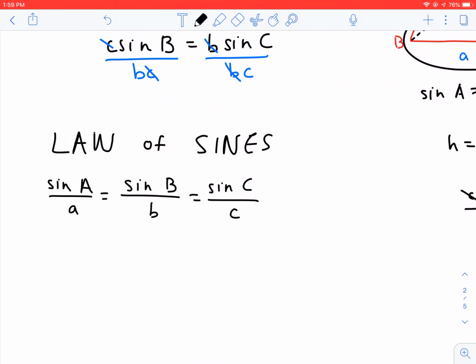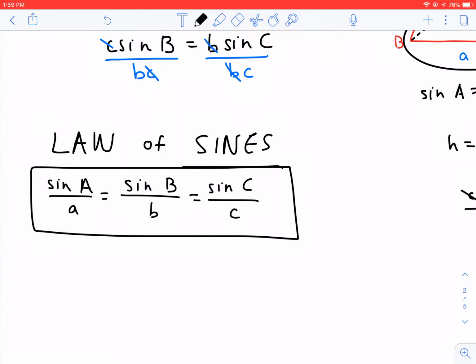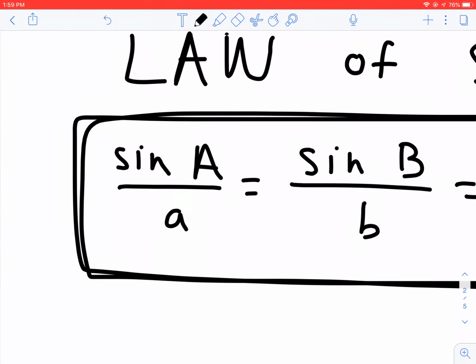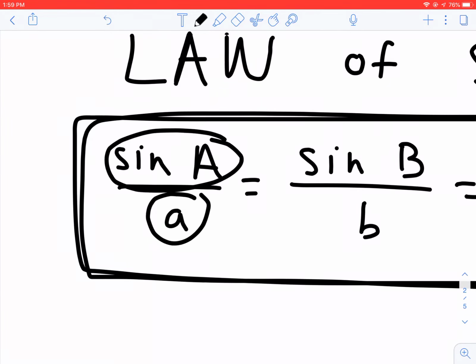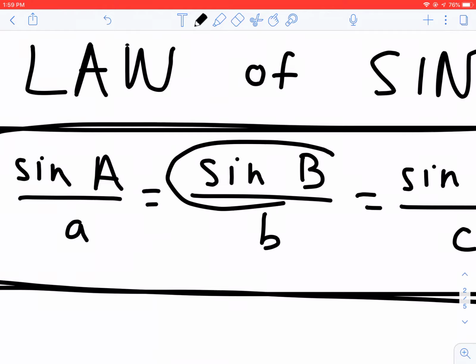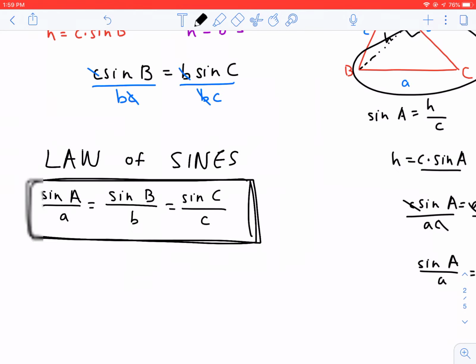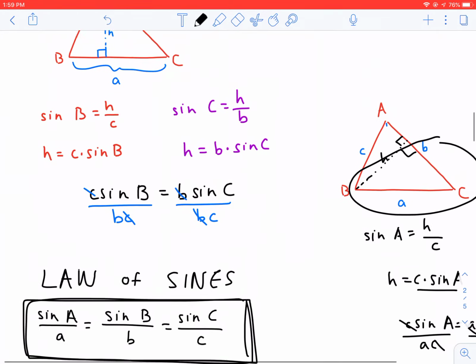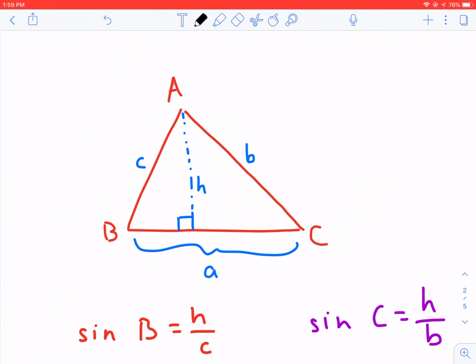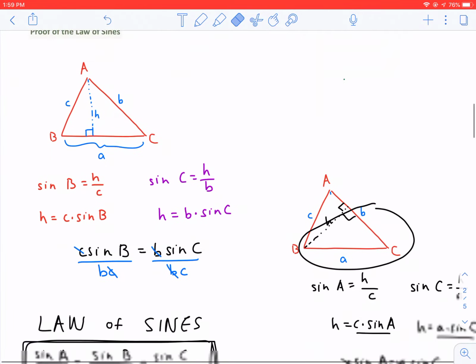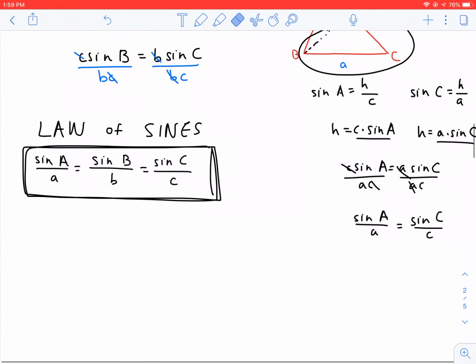If you try to do something similar with cosine, it does not work. So this is saying the sine of an angle divided by the side opposite that angle is equal to the sine of another angle in the triangle divided by the side opposite of that, is equal to the third one. And by the way, this original triangle ABC was not a right triangle. This works in any triangle ABC. And that's the law of sines.